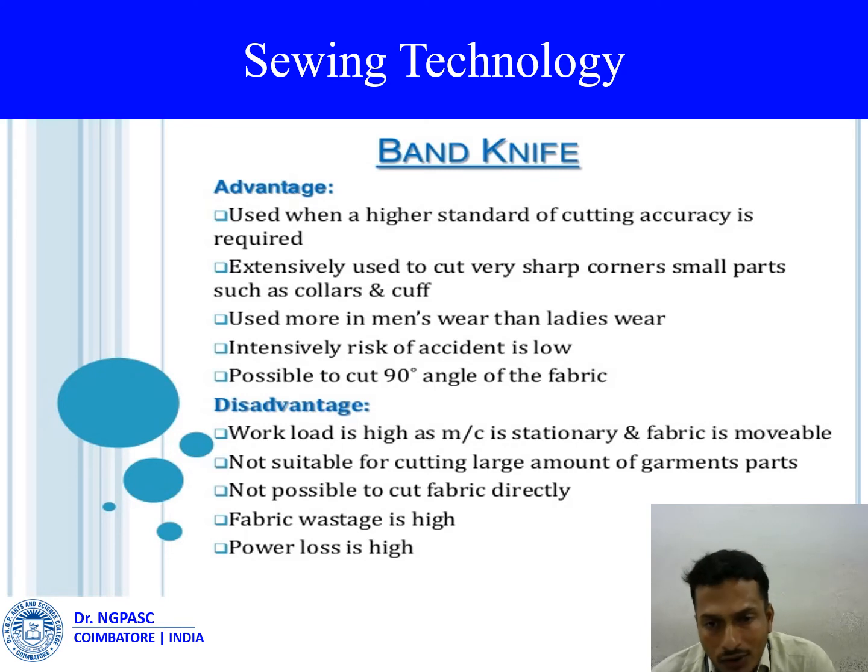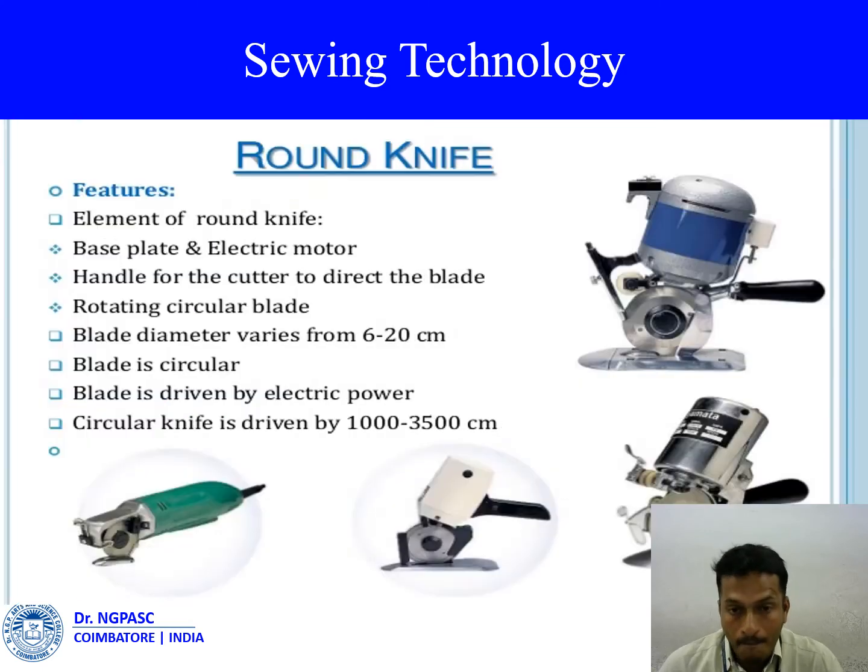The disadvantages are that the workload is high as the machine is stationary and the fabric is movable. It is not suitable for cutting large amounts of garment pieces, and not suitable for cutting fabric directly. The fabric wastage is high and the power loss is high. These are the disadvantages of the band knife. Next one is the round knife.